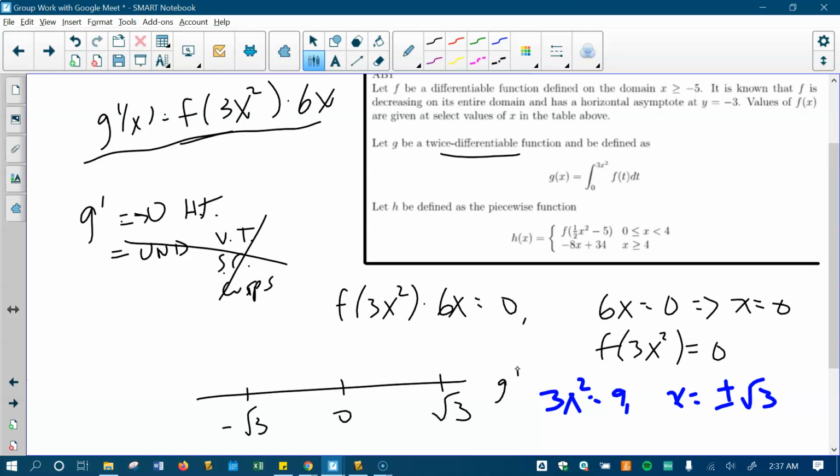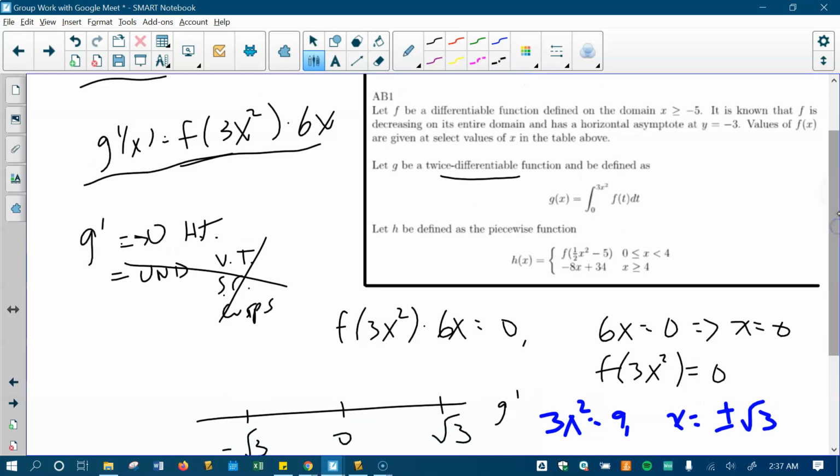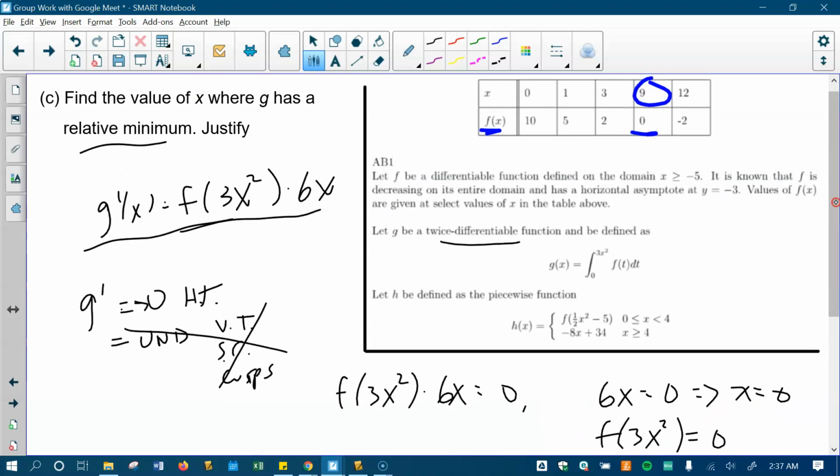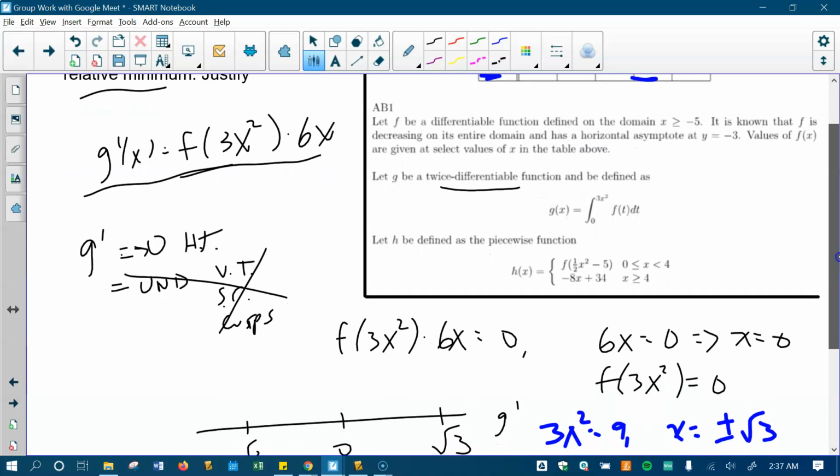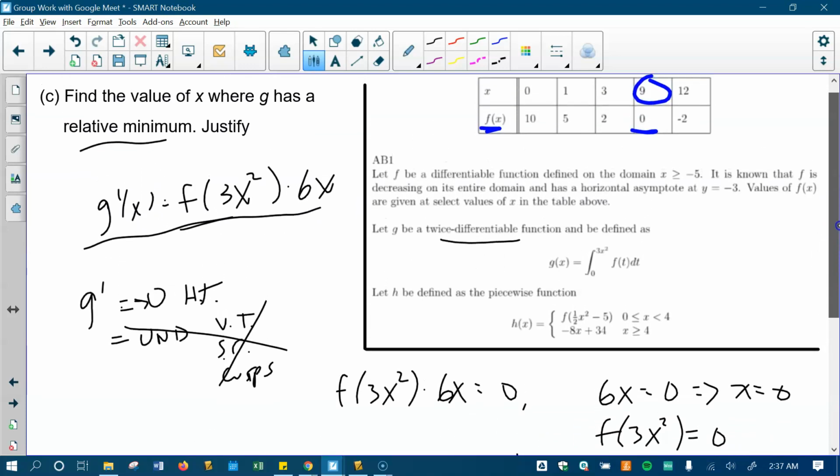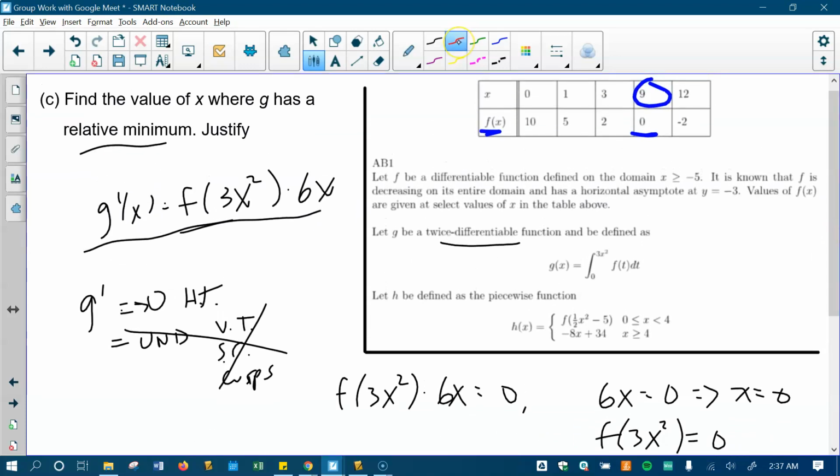So let's take a look at what kind of numbers they give me here. Well, let's take a look at it this way. F of 3x squared is always going to be positive. The way I know that f of 3x squared is always going to be positive is because it said the function was decreasing, and these values are just getting smaller and smaller, which means the values before that were bigger and bigger, and positive. So these values were always positive.